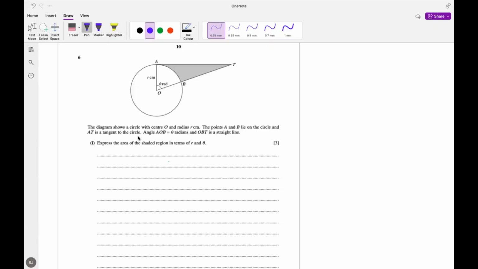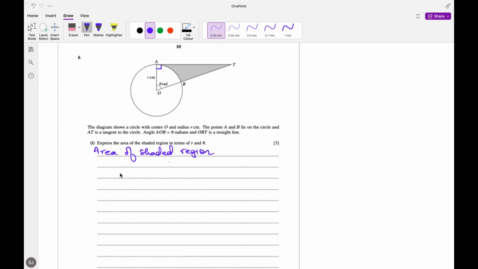In the diagram, we have a circle with center O and radius r centimeter. The points A and B lie on the circle, and AT is a tangent. We have to express the area of the shaded region in terms of r and theta. Now the tangent to the radius will mean that this angle will be a right angle. To find the area of the shaded region, we will subtract the area of the triangle.